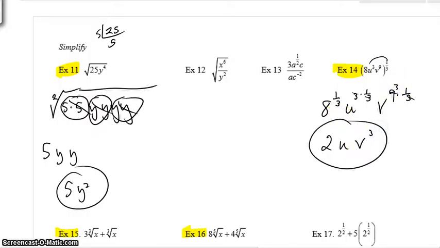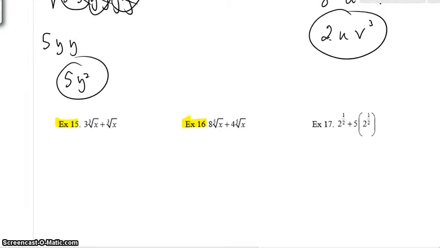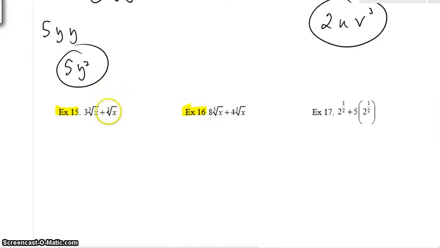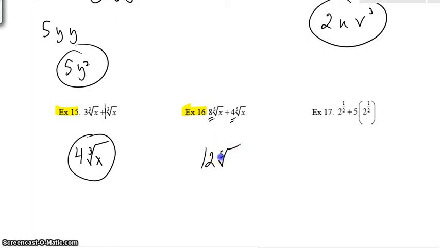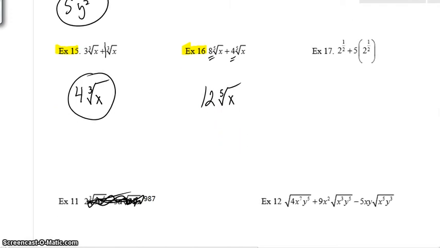Hey, look at that. Just want to finish up with 15 and 16. These are like term problems. Really, I have a 3 cube root of x plus 1 cube root of x. This will become 4 cube root of x. Last one, 8 fifth root of x plus 4 fifth root of x. 8 plus 4 is 12. We'll be left with 12 times the 5th root of x. So really, that's all we've got.